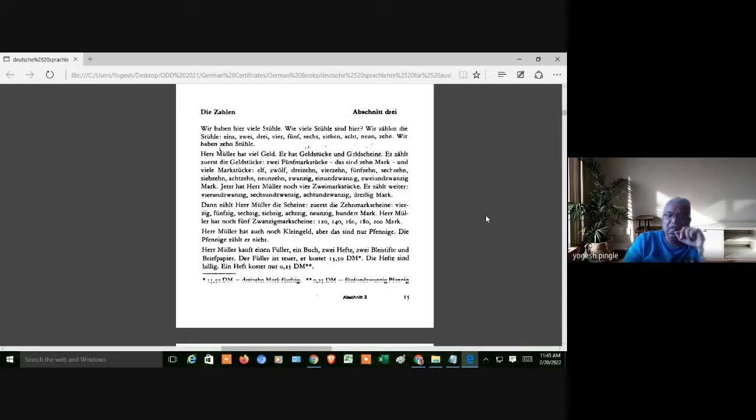And about the money. Right? Here Müller hat viel Geld. He has much money. Er hat viele Münzen und viele Geldscheine. So notes and coins. Now here it is what about this thing. So I will not read all these things because this is mostly related to your numbers. Please go through it. Look at all these numbers.